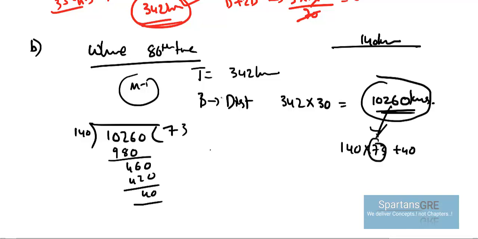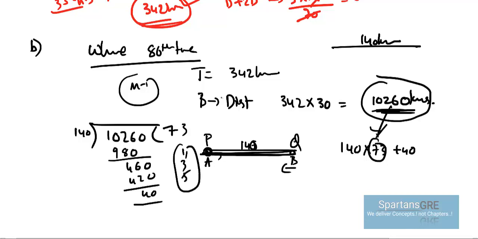This 73 means B is here. Okay, this is point Q, this is point P, this is A, this is B. Till the 86th meeting, B would have traveled this many kilometers, that means 140 into 73 times. So first time it goes here, second time it comes back, third time it goes here. So 1, 3, 5, every odd number gets counted here. So 140 into 73 means after covering this distance, B will be at this point. Now it has to move 40 kilometers. So it will move 40 kilometers here. That's it. So this will be your meeting point.